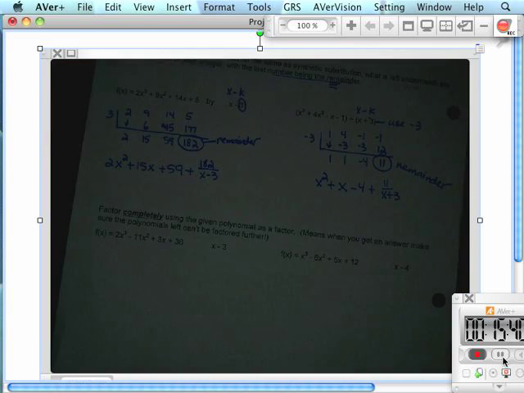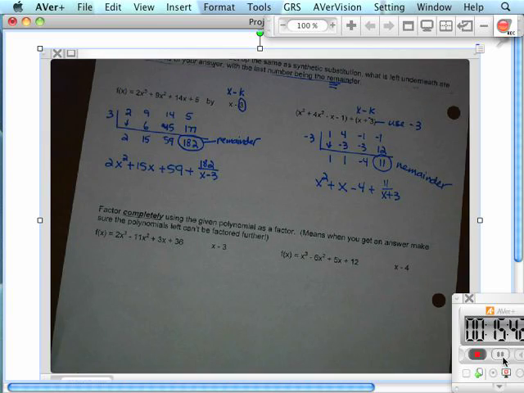Hold on just a second. Let's try and get a little brighter. I don't know why it goes dark sometimes.